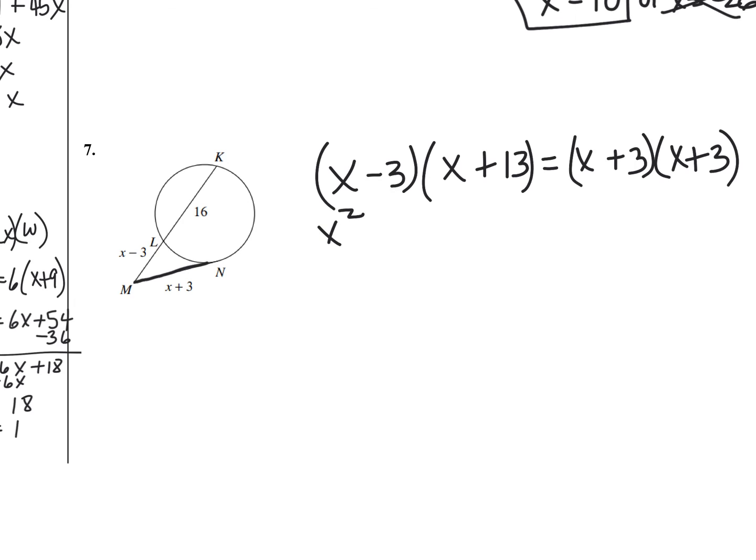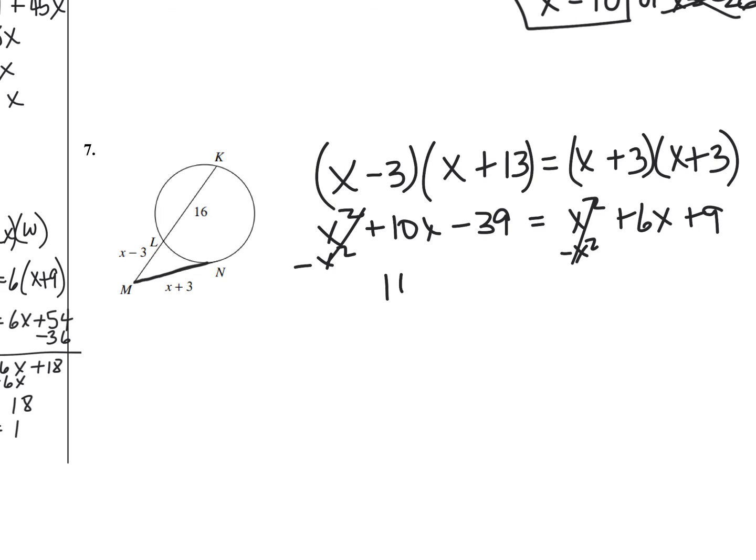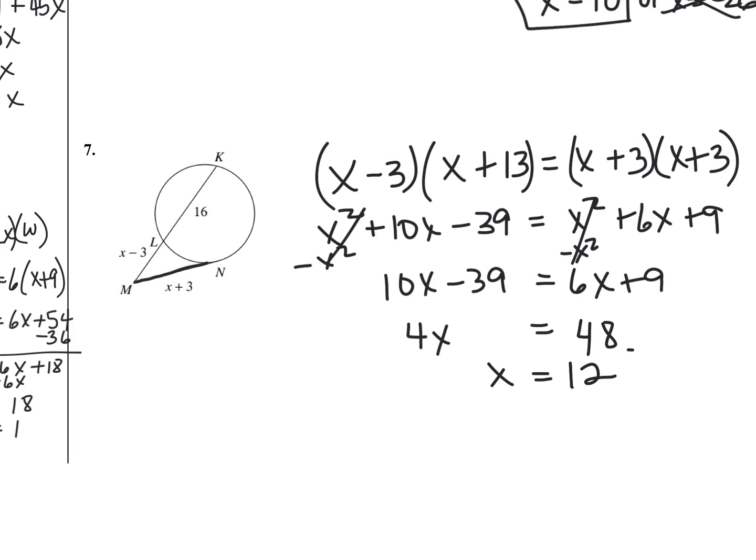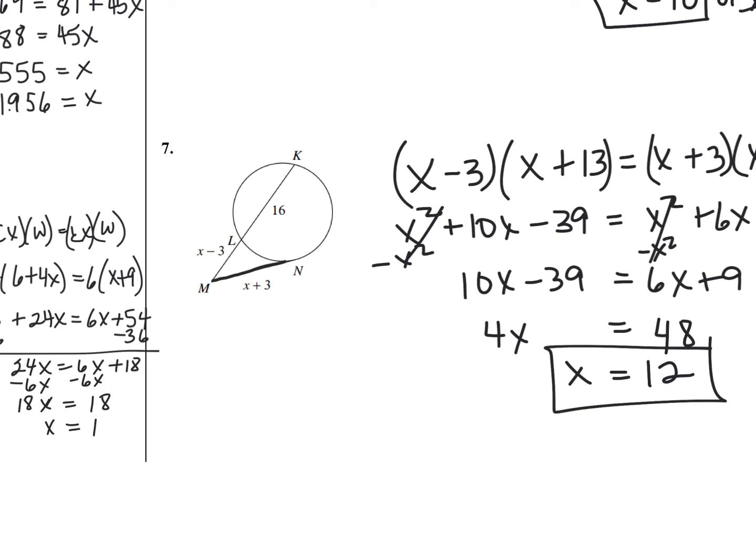So we have x squared plus 10x minus 39 is equal to x squared plus 6x plus 9. Combine like terms, while our x squareds are actually going to cancel each other out, we now have 10x minus 39 equals 6x plus 9. Bring our 6x over here, we get 4x. Add 39 to the other side, we get 48. And then we'll divide both sides by 4, and we get x equals 12. And those are our example problems.